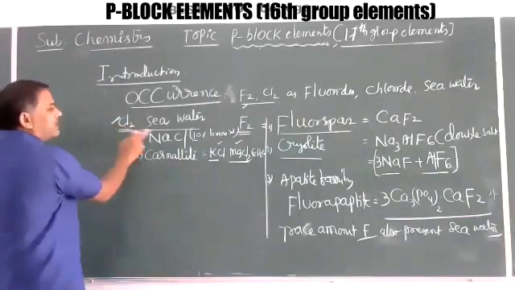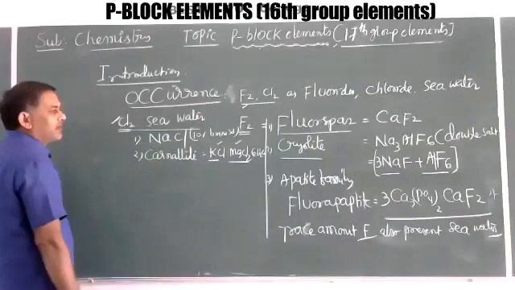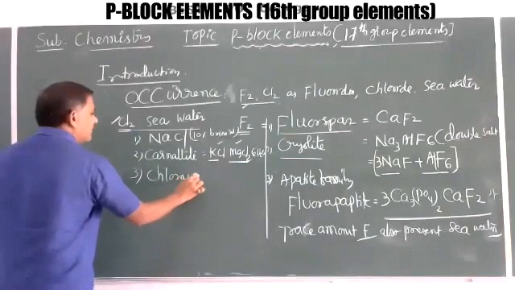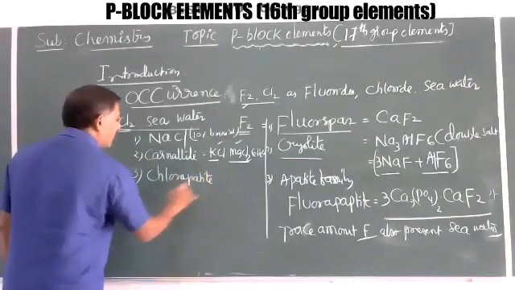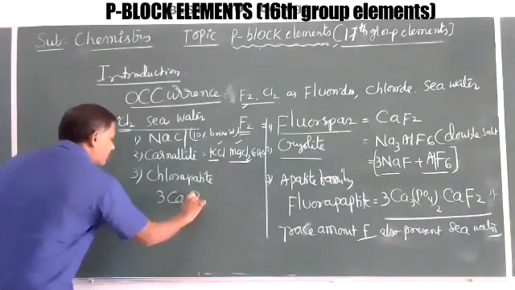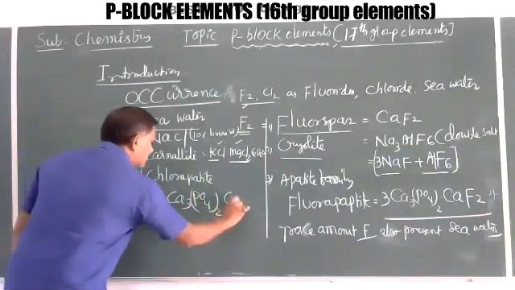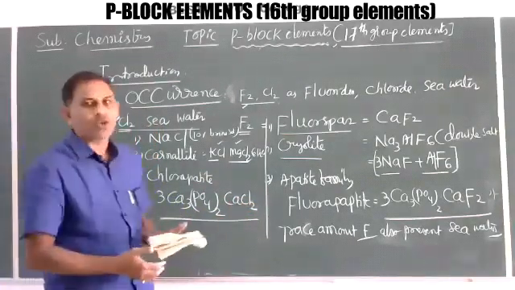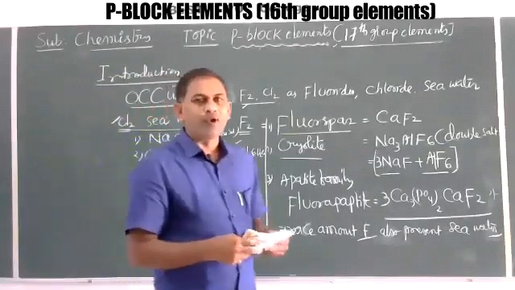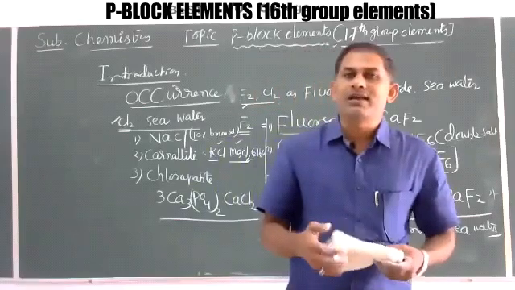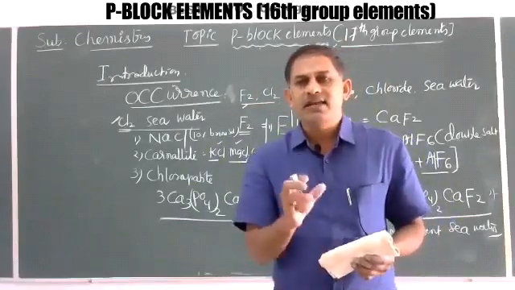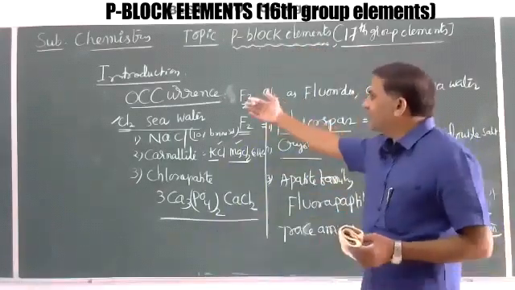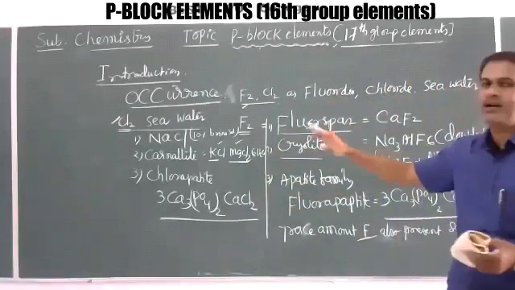Chlorine exists in combined state like salts and some minerals, and the chloroapatite family is there. This chloroapatite is the same, Ca3(PO4)2 taken three times plus CaCl2. This is the occurrence of fluorine and chlorine. Bromine and iodine are also present in trace amounts in seaweeds. These are some important points about the occurrence of fluorine, chlorine, bromine and iodine.